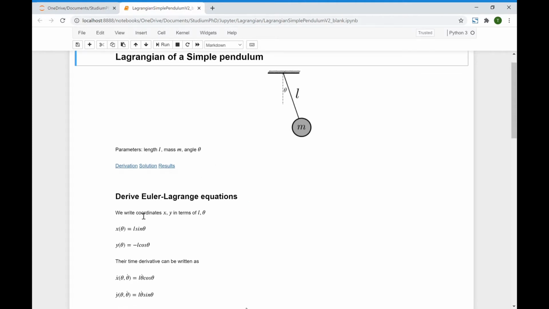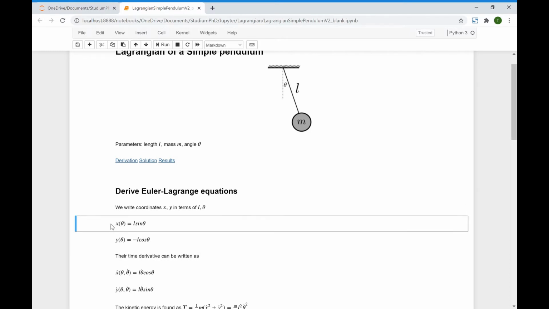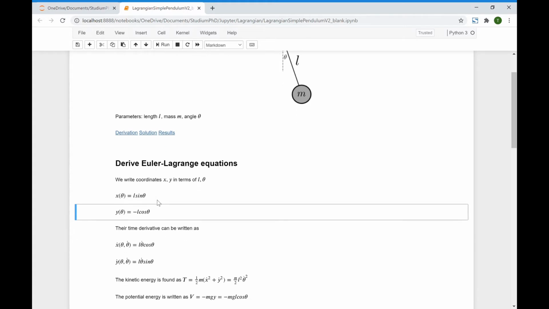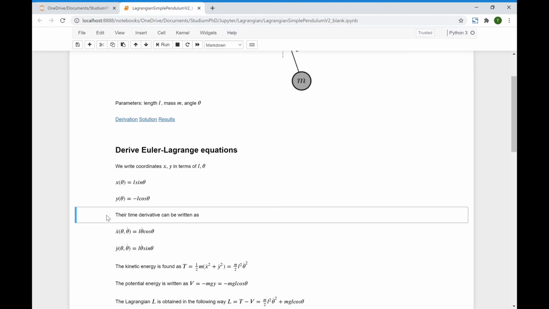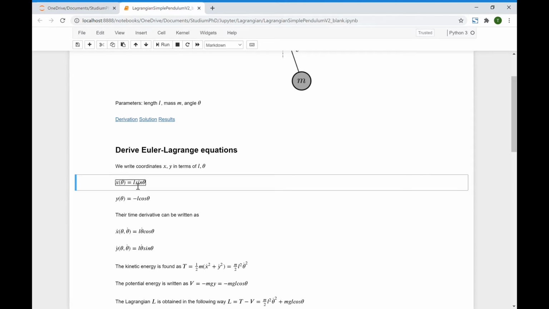We write coordinates x and y in terms of our length and the angle theta. So we write x as L times sine theta and y as minus L times cosine theta, and we assume that the system of coordinates starts over here. We find the time derivative, basically x dot and y dot, so just take the time derivative of L times sine theta and minus L times cosine theta. We get these two expressions.